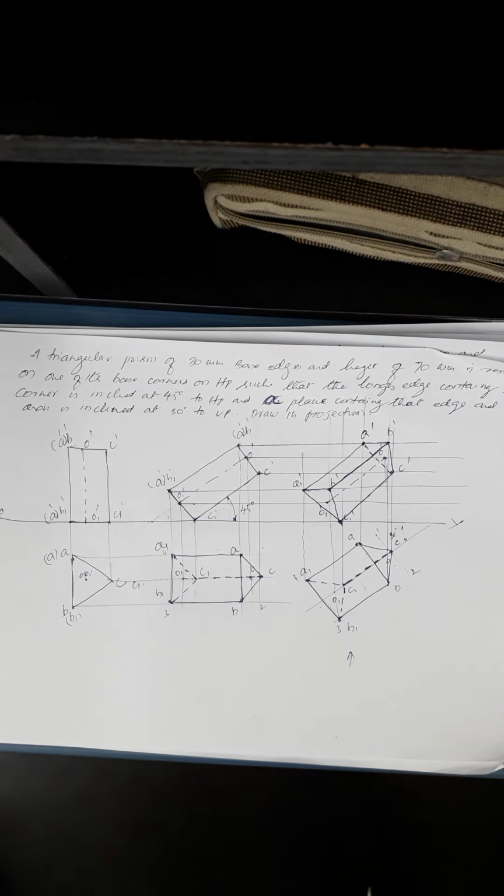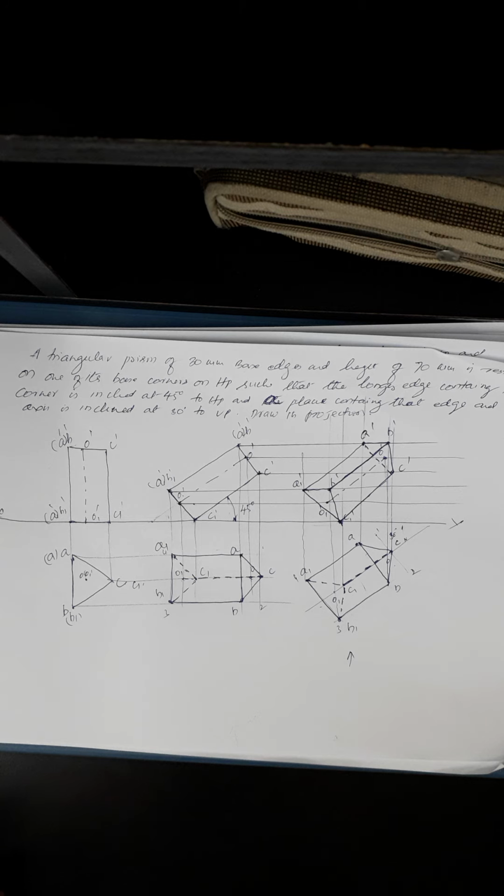I'll take a problem something like this. A triangular prism of 30 mm base edges and a height of 70 mm is resting on one of its base corners on HP, such that the longer edge containing that corner is inclined at 45 degrees to HP, and a plane containing that edge and the axis is inclined at 30 degrees to VP. Draw its projections. We'll see how to solve this problem.